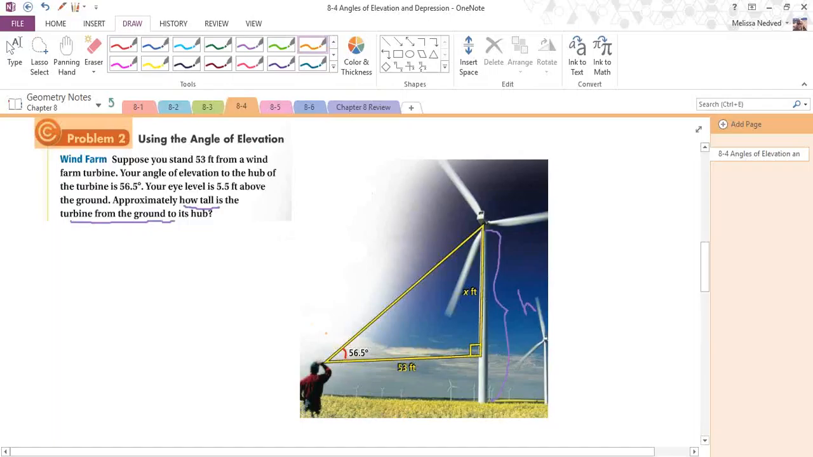Now, let's look at what we know. Our angle of elevation is what's given. So I know this angle here, 56.5. That's the angle I'm going to use when using SOHCAHTOA. So notice here, this x is the side that I didn't highlight, so that becomes my opposite. And 53 is not my hypotenuse, making it then the adjacent side. So remember our SOHCAHTOA shortcut, and I'll list it here for you.